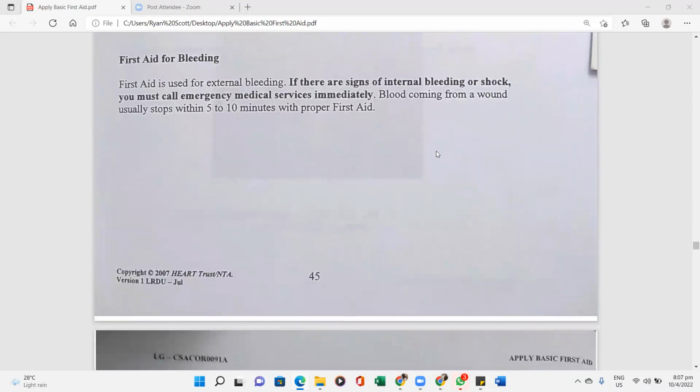First aid for bleeding. Okay? First aid is used for external bleeding. If there are signs of internal bleeding or shock, you must call emergency medical services immediately. Blood coming from a wound usually stops within 5 to 10 minutes with proper first aid. Okay?